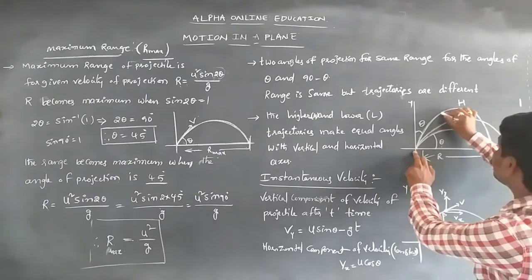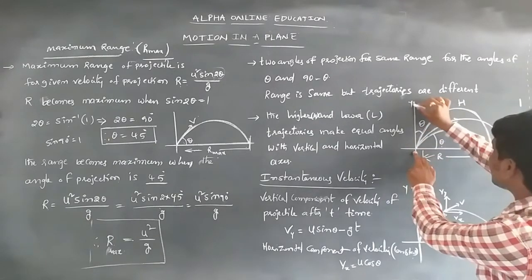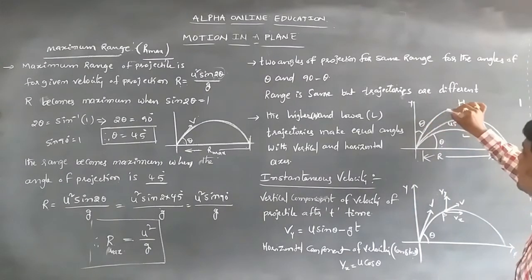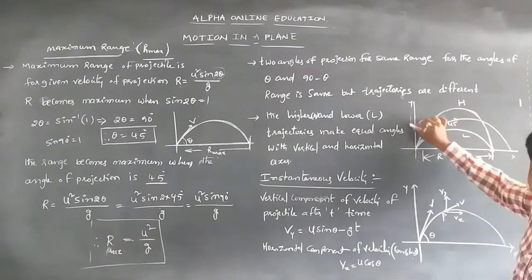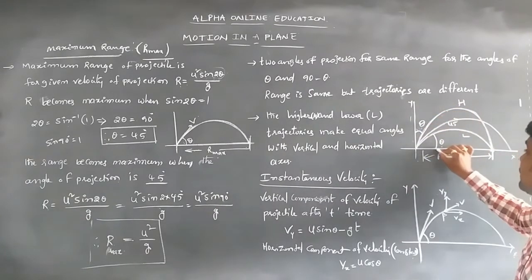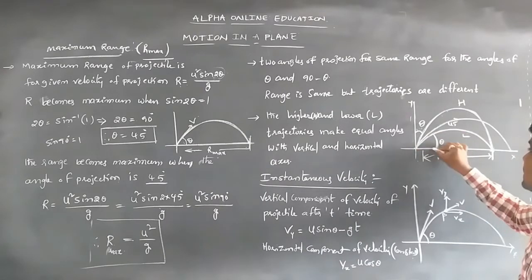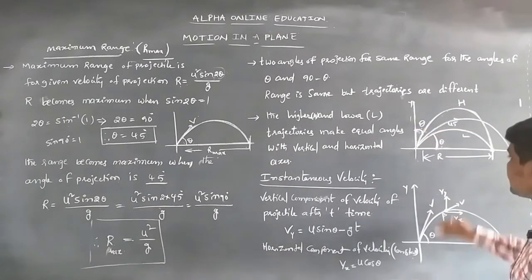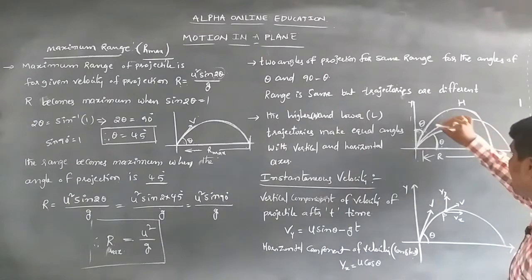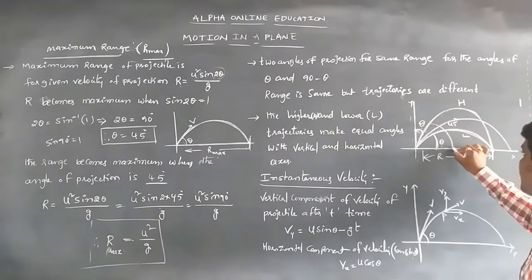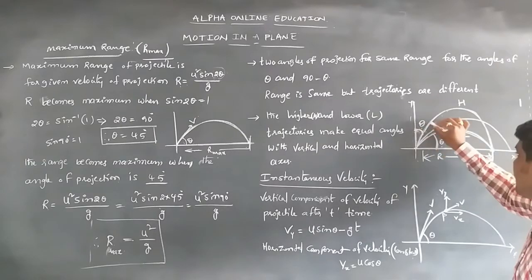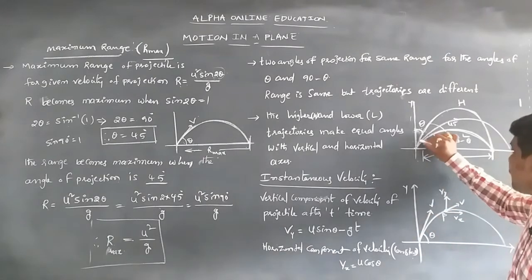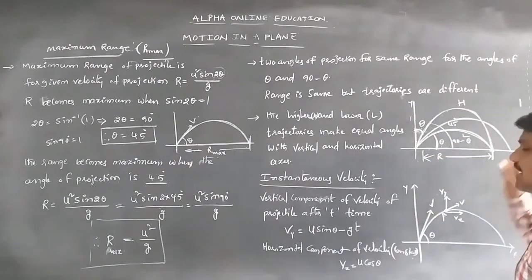This theta is also making an angle with the vertical, and the higher angle is making an angle theta with the vertical, the same angle made by the horizontal. This horizontal theta and this vertical theta both are the same. So this is theta, and this total is 90 degrees, so the other angle is 90 minus theta. A 45 degree angle will give the maximum range.